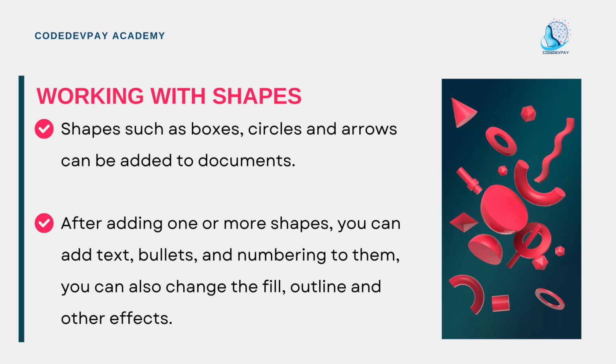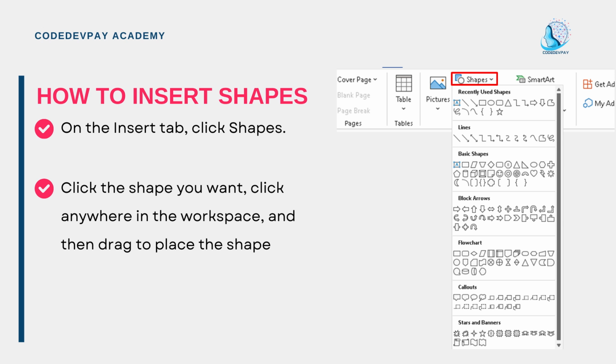Shapes such as boxes, circles, and arrows can be added to documents. After adding one or more shapes, you can add text, bullets, and numbering to them. You can also change the fill, outline, and other effects. Shapes can highlight information, create diagrams, or add visual interest. Here's how to insert them.